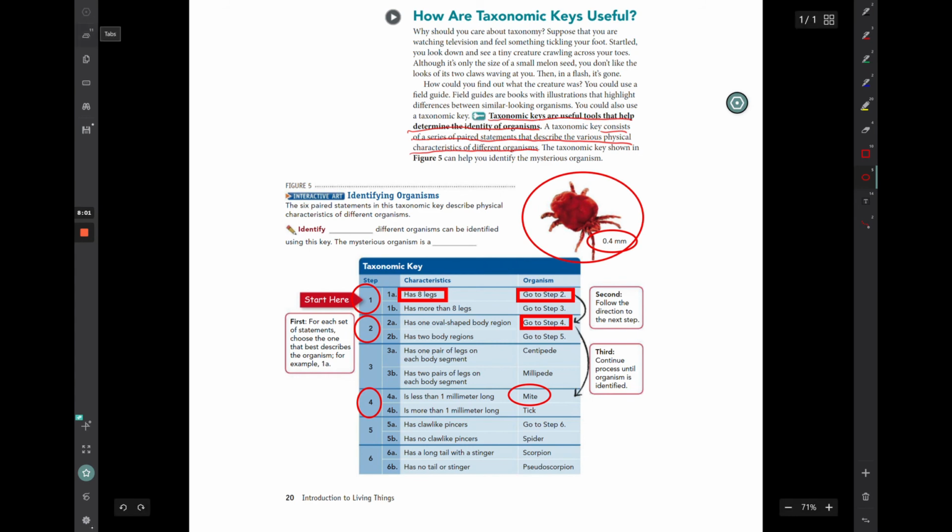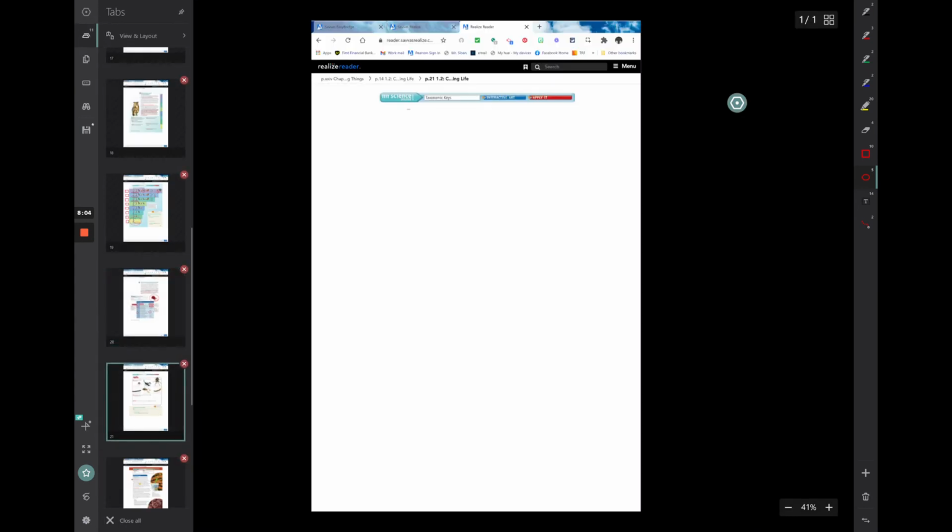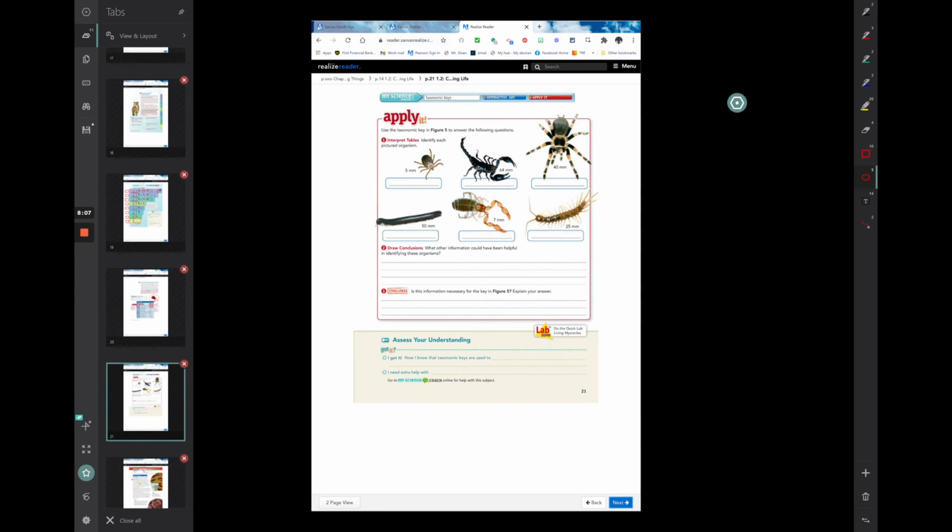I would like for you to go on over to the taxonomic key on page 21 and work through those 6 organisms using the taxonomic key on page 20 that we just used. So that blue key on page 20 that we just used to identify the mite, use that same key, start at 1 each time, and see if you can identify those 6 organisms on page 21. Just write those names into your book, and we will check them when you are with me this week.